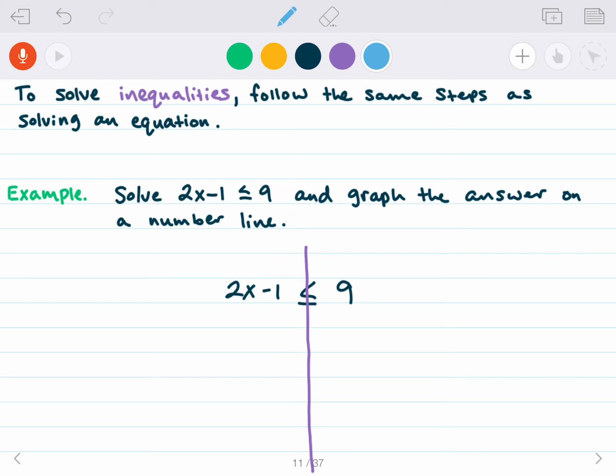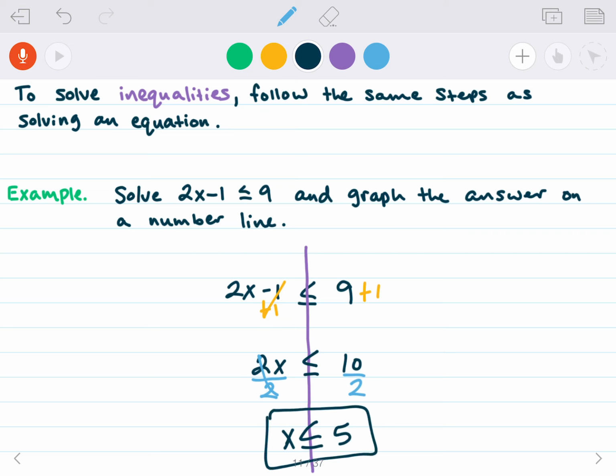So I'm going to go ahead and do that. I'm going to look on the left side and say, well, if I want to get x alone, I can first undo subtraction by 1 by adding 1 to both sides. And doing that is going to give me 2x less than or equal to 9 plus 1 is 10. And finally, on the left, what I can do to get x by itself is I can divide both sides by 2. And once I do that, I get x by itself, which is what I wanted, is less than or equal to 5. So it's just like solving an equation, except instead of an equal sign, we have an inequality.